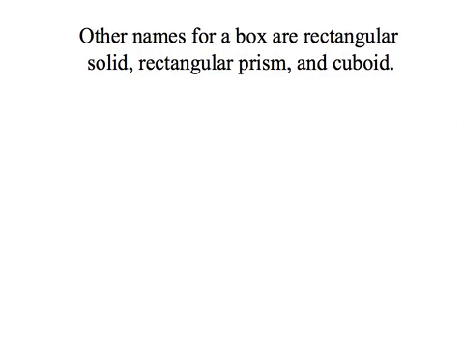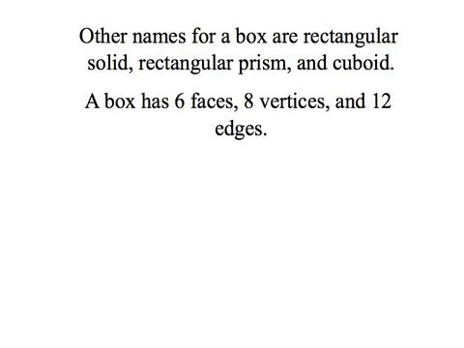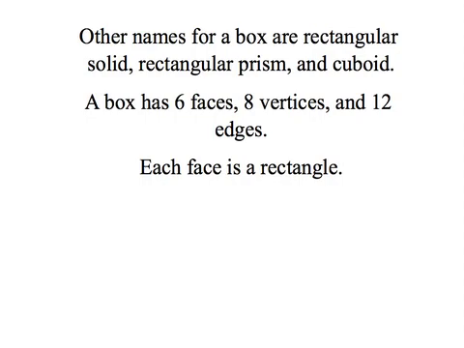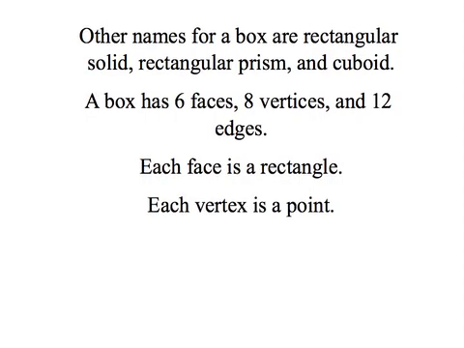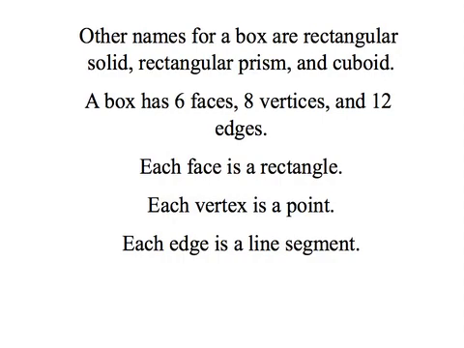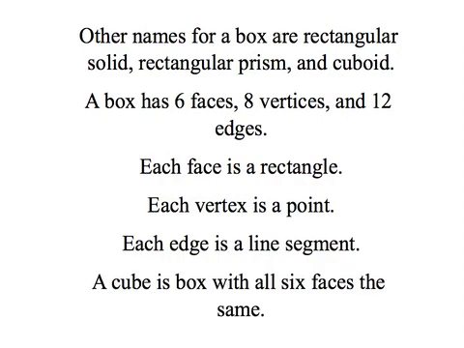In summary, other names for a box are a rectangular solid, rectangular prism, and cuboid. A box has 6 faces, 8 vertices, and 12 edges. Each face is a rectangle. Each vertex is a point. Each edge is a line segment. A cube is a box with all 6 faces the same.